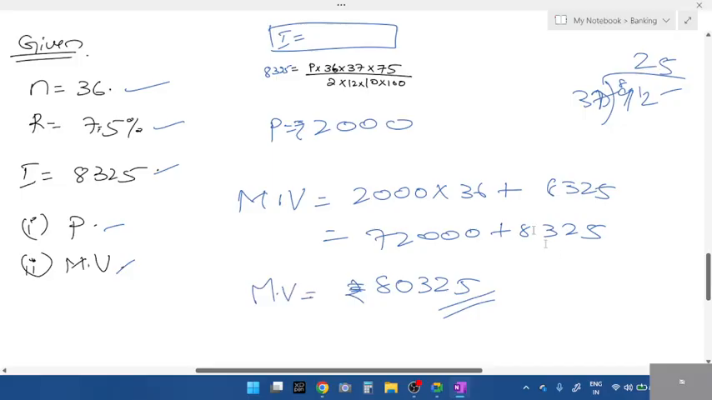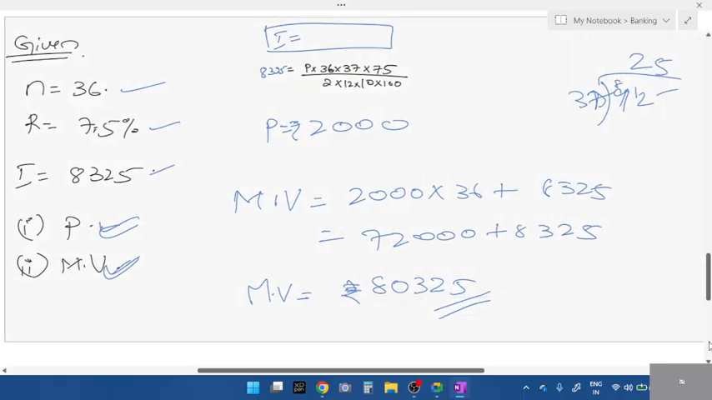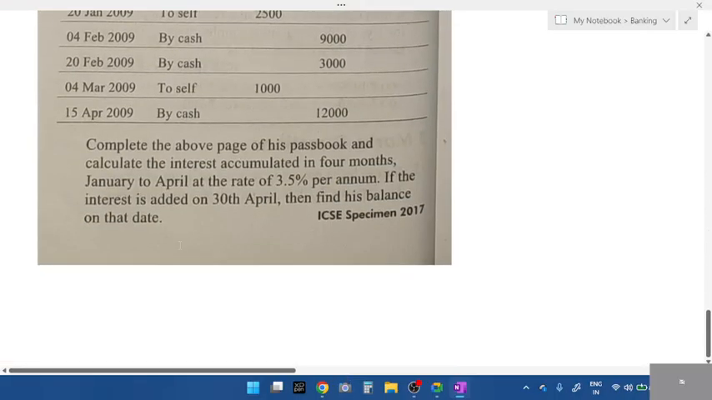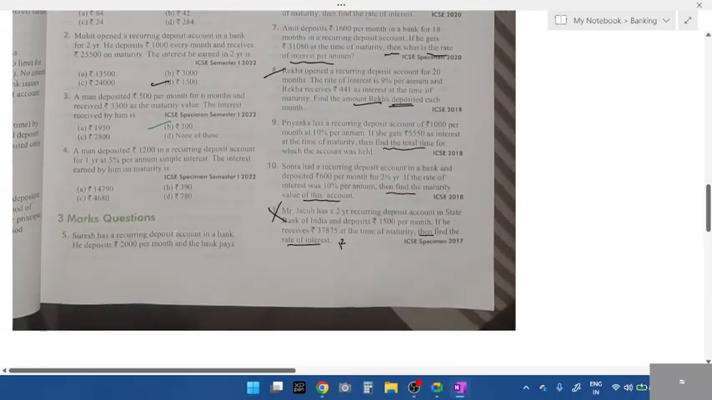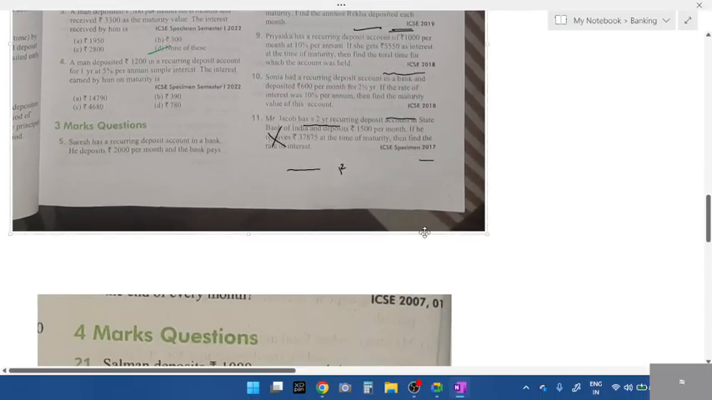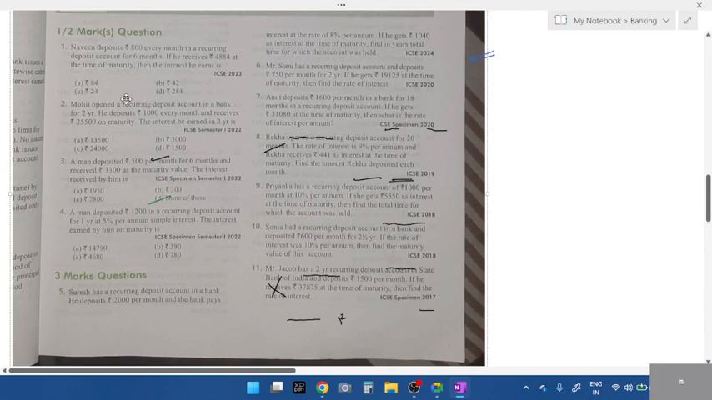This is the final answer, students. So here what I asked you to find, principal and which one? Maturity value. So which one is pending? All the types of questions are done. Which one is pending? Respond. Which one I told you all? Time period question. It's not time period question.